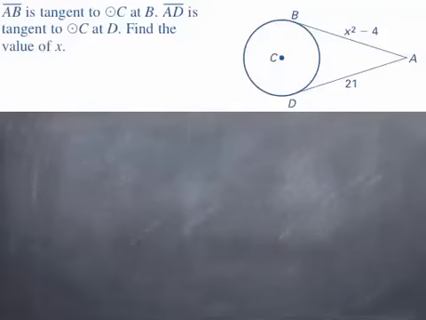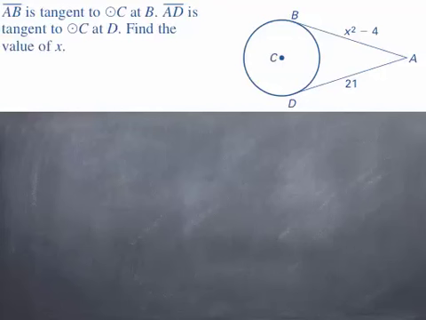This next example says segment AB is tangent to circle C at point B. And then AD is tangent to circle C at D. Find the value of x. Notice we have two tangent lines, AB and AD, intersecting at point A. And they tell us that the lengths of them are AB is x squared minus 4 and AD is 21.